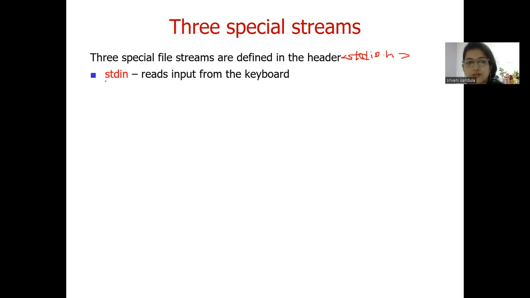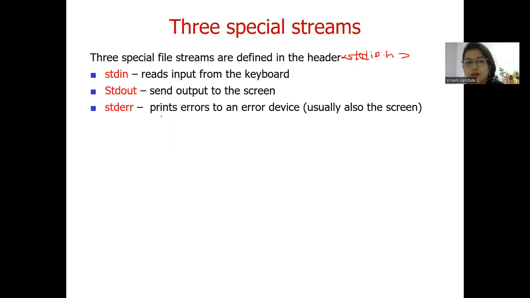Under that, the first stream is stdin, standard input, which reads input from the keyboard. stdout, standard output, sends output to the screen, the output screen. stderr stands for standard error, which prints errors to an error device. Suppose you attach any device other than your output screen, it will be displayed on that. Otherwise, usually we can see this error on the output screen only.